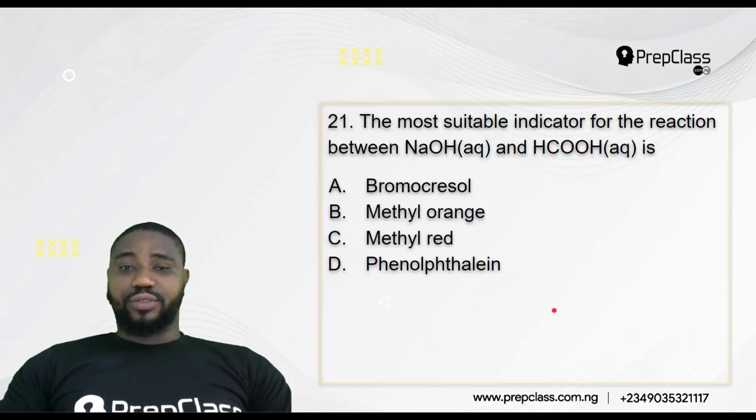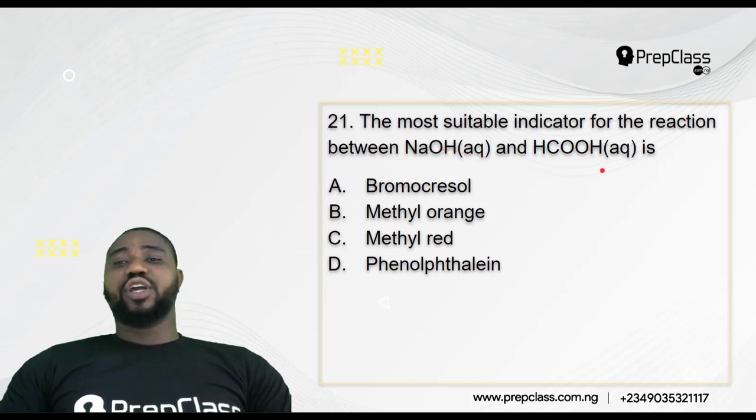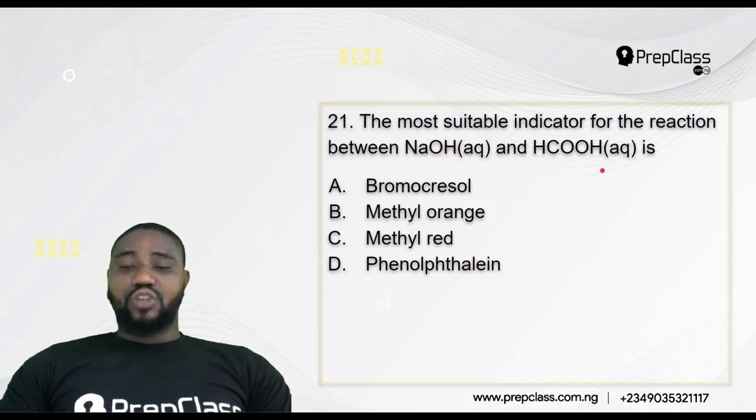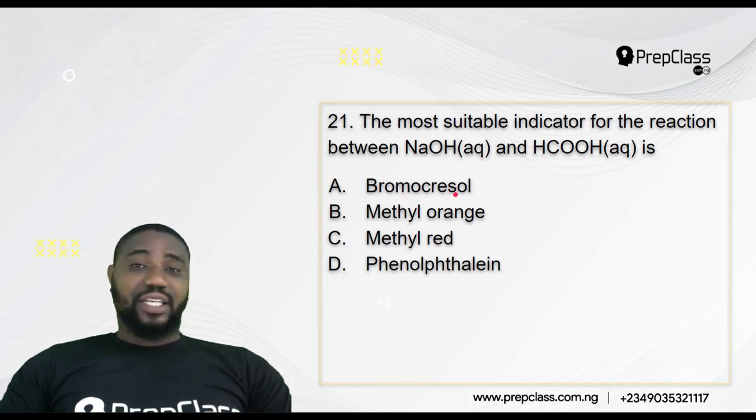Question number 21. The most suitable indicator for the reaction between NaOH and HCOOH. NaOH is sodium hydroxide, HCOOH is methanoic acid. Which of these indicators listed here will be the most suitable to perform the titration between these two? Bromocresol, I don't think this is an indicator. I've never heard of such an indicator. We are very familiar with methyl orange, methyl red, and phenolphthalein. So our answer should be between these three.